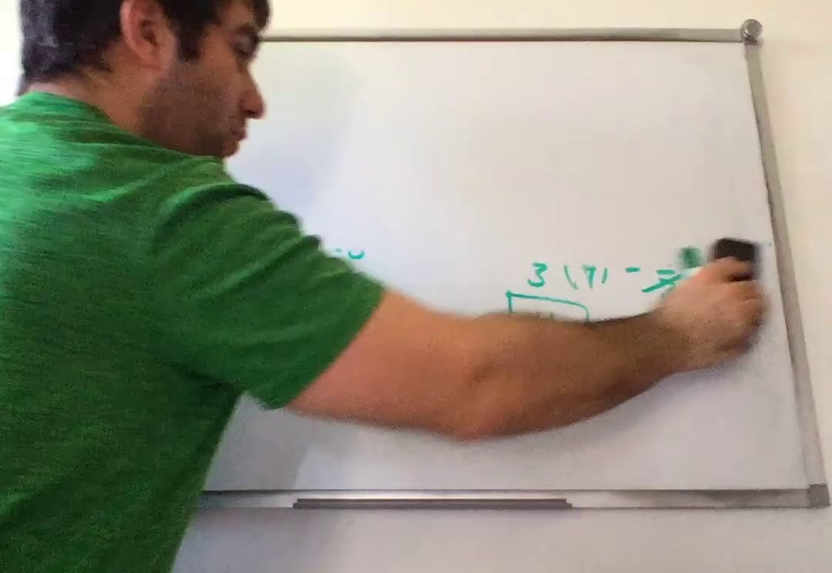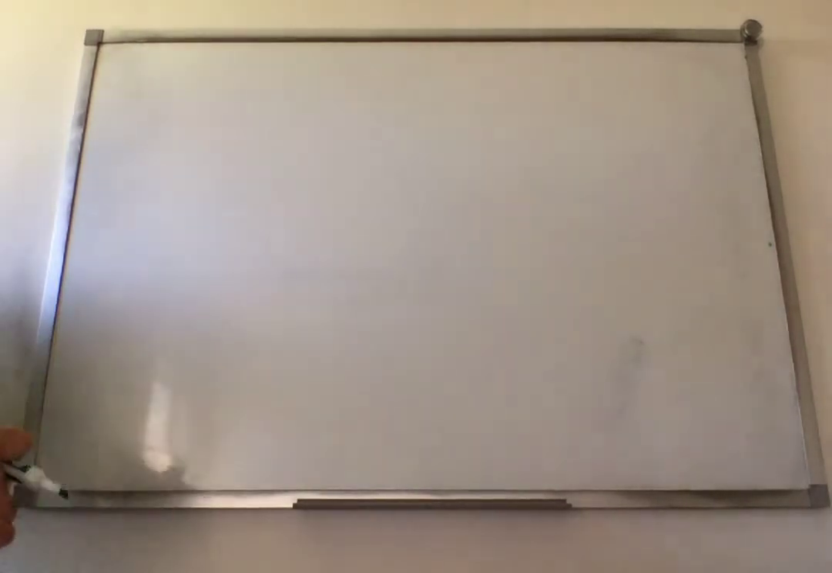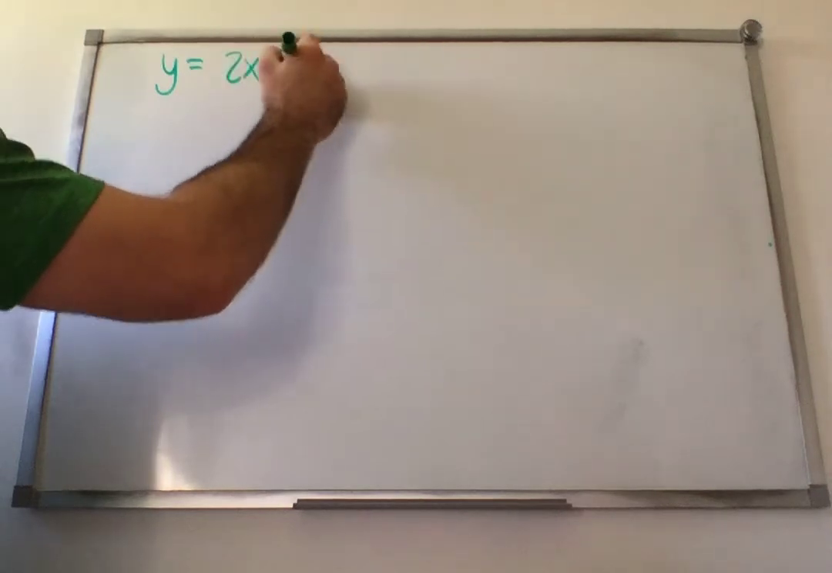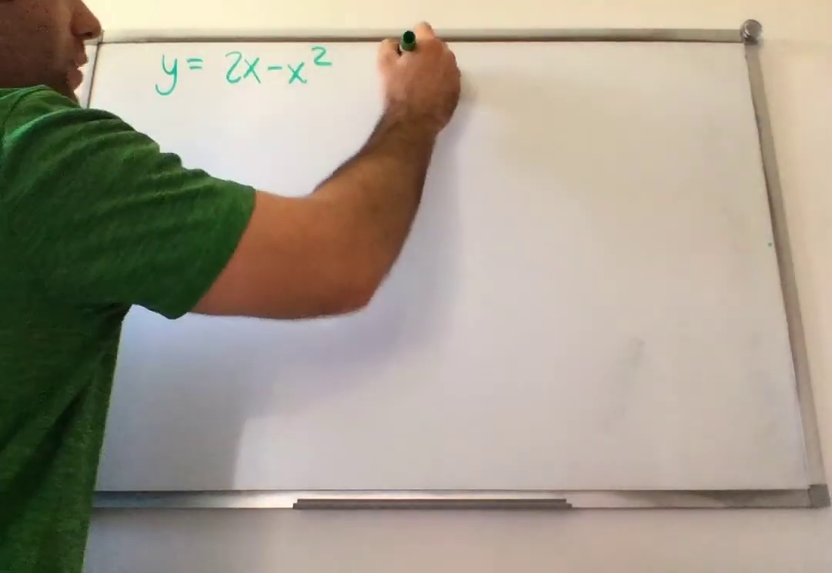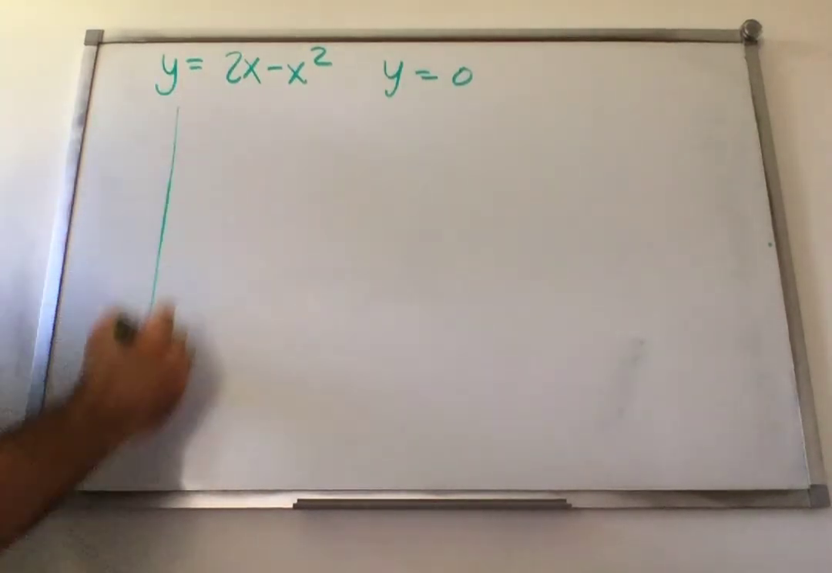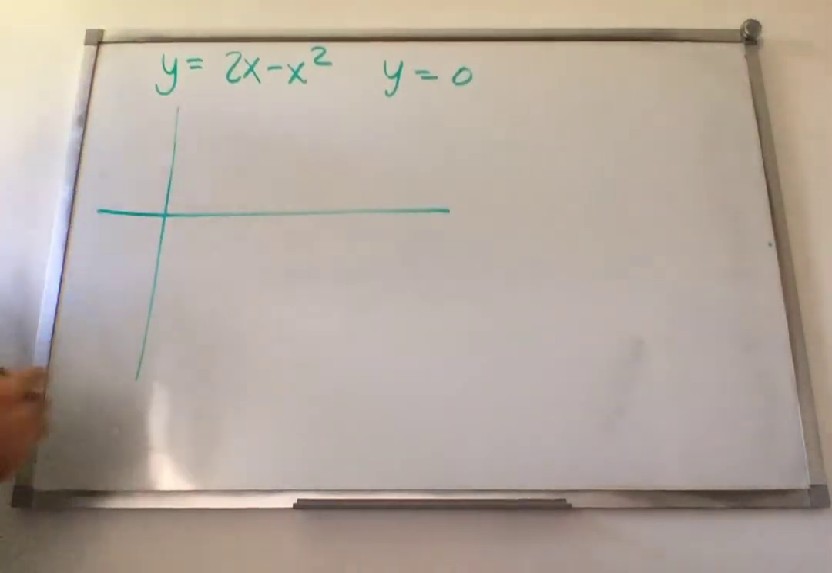I think I said I only had one more example. That's a lie. Now I have one more example. This is the last example. And it's by the given curves. Here's your curve. Sketch it. 2x minus x squared. And y is equal to 0. Let's go ahead and see what that looks like.